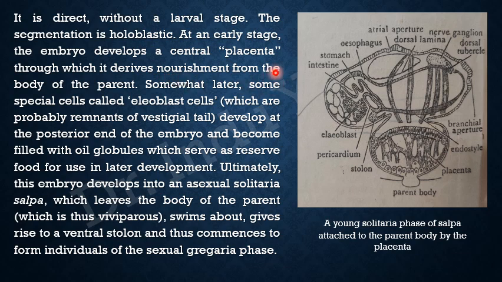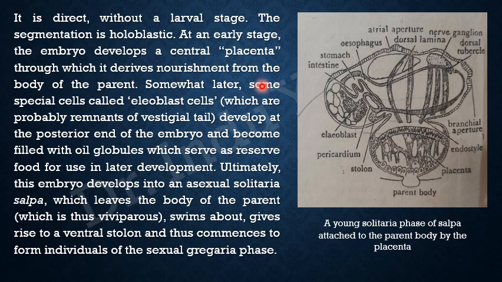The development is direct. There is no larval stage, and the segmentation is holoblastic. In the last animal, Pyrosoma, we had seen that the segmentation is meroblastic, and I will explain to you what is meroblastic. And now holoblastic, you must be knowing holoblastic. Holo means full, blastic means division.